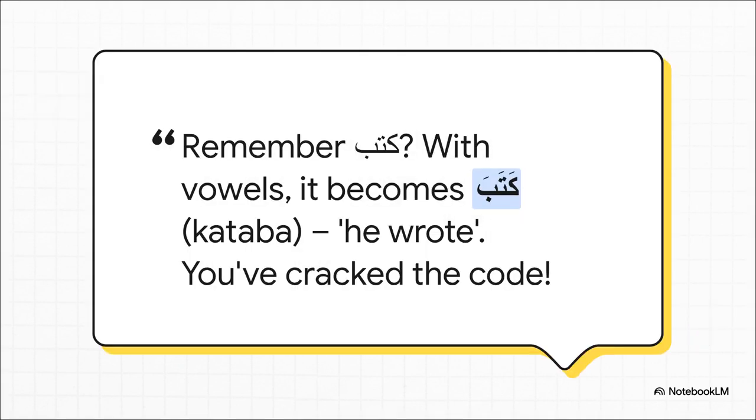And this brings us right back to where we started. Remember that mystery word from the very beginning? Well, if we add three fathas, one on each letter, it becomes kataba, which means he wrote. Just like that, the mystery is solved. You've officially cracked the code.